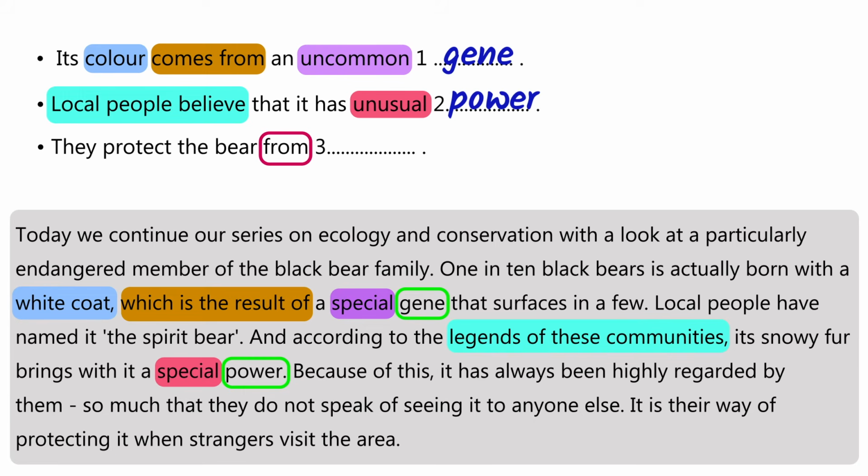So we hear the word protect. Protect what? When strangers, because we predicted that in question number 3, the answer is something like maybe animals or people or someone. So we know that the answer here is strangers.